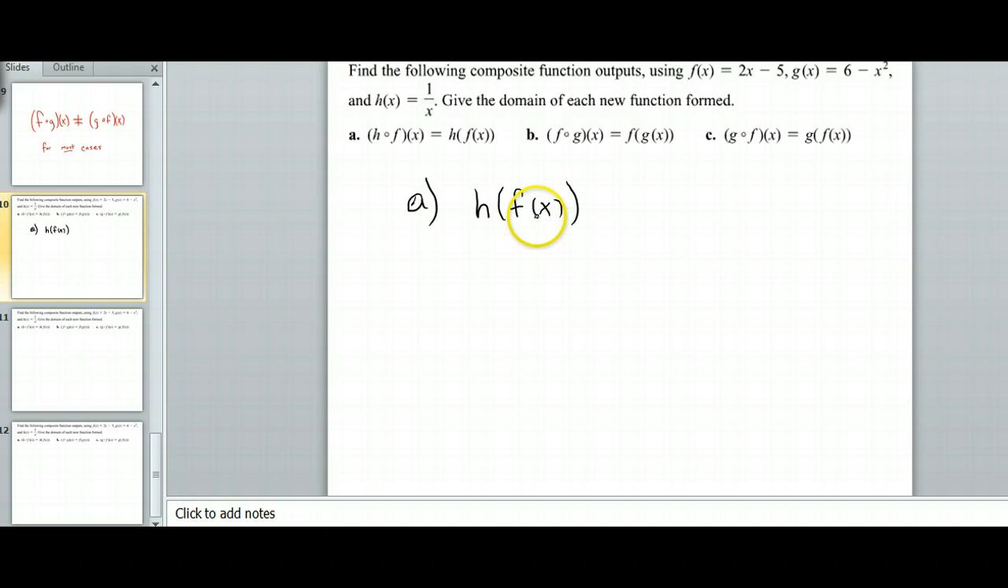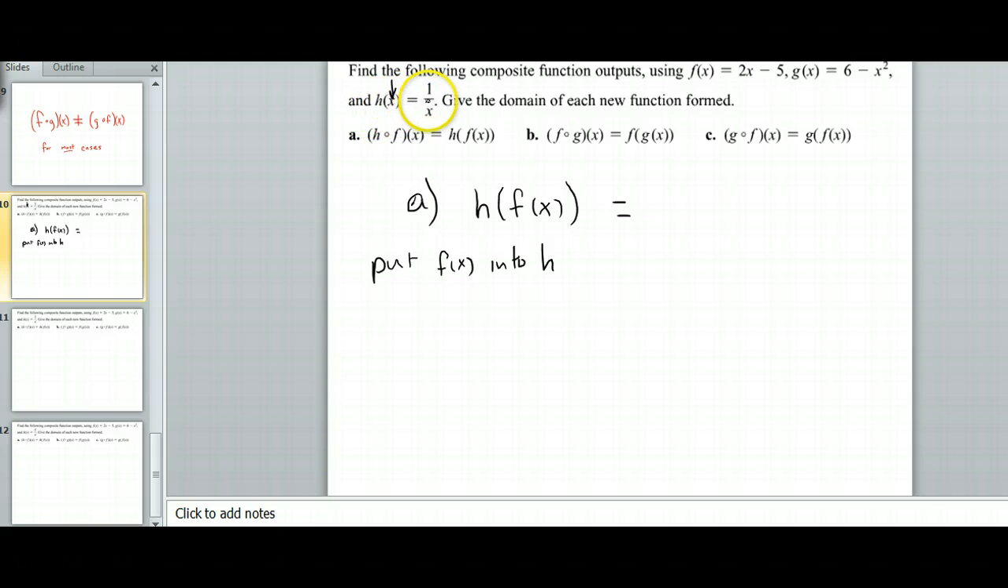Alright, what does that mean? It means put f of x into the h function. Alright, well first we need to study what h does to an input. Remember, what function notation means is a set of instructions. What does h do to an input?